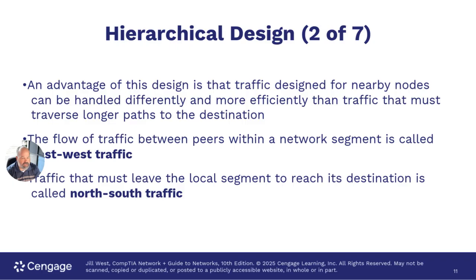This design is really kind of brilliant because it treats local traffic differently from long-distance traffic. East-west traffic flows between peers in the same network. Think like neighbors chatting over the fence in the backyard. The north-south traffic has to leave the local area to reach its destination. That's like calling your cousin or your grandma or some other extended family member in a different state. By handling these differently, networks become more efficient. It's like having express lanes on the local roads.